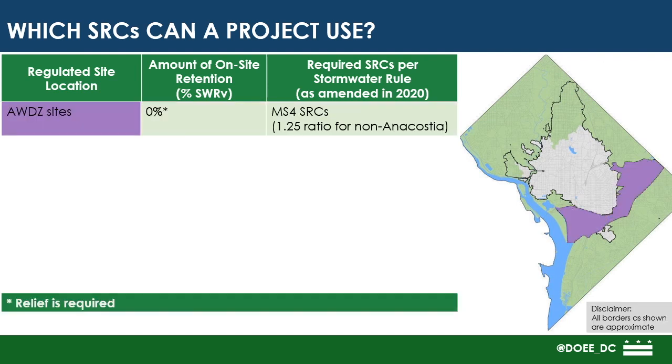This slide just further shows what SRCs you're able to use based on your project's location. AWDZ sites are required to use SRCs from the MS4, and if the SRCs are not from the Anacostia watershed, they will need to use 1.25 times more SRCs.